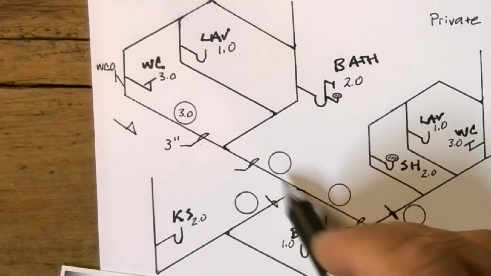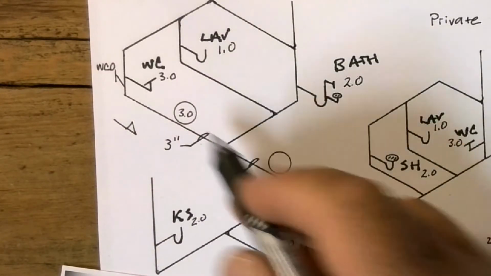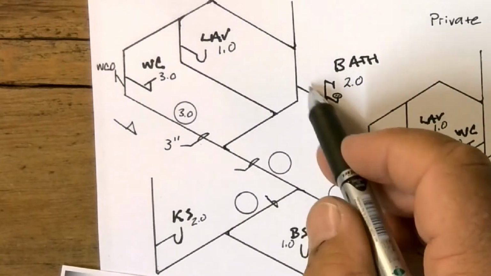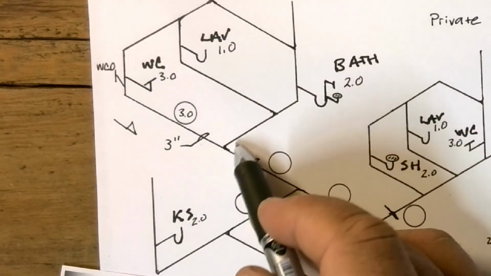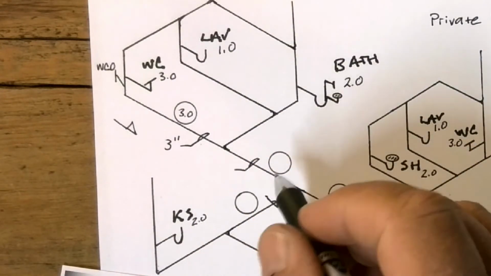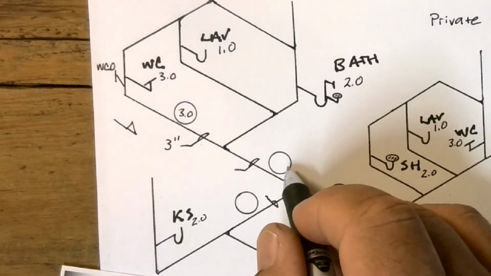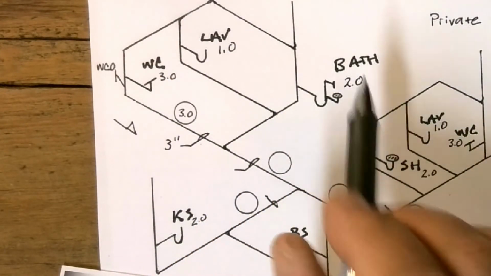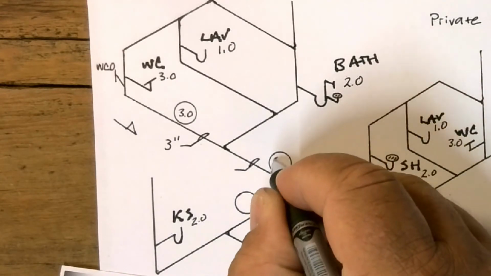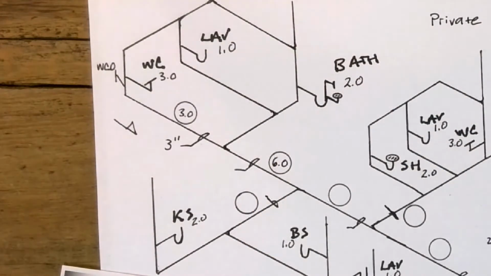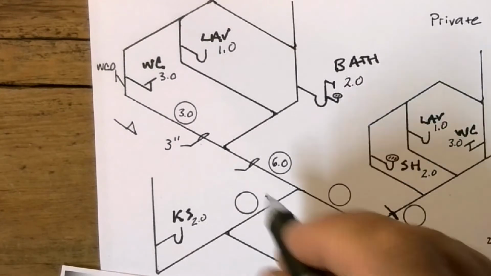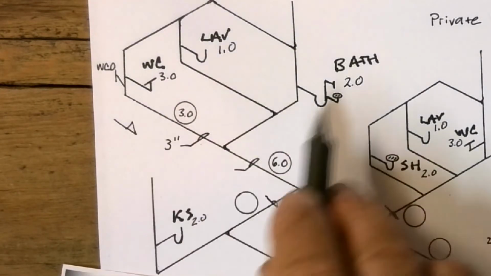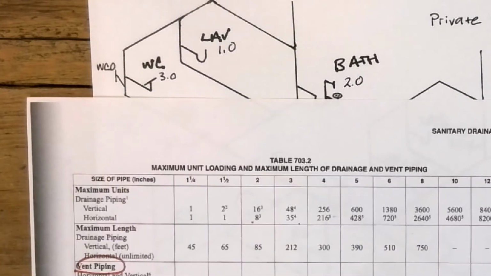What about here? What's on this piece of pipe? Well, my waste is coming this way. The bathtub's coming this way. The lab is coming this way. So this is going to be 3, 4, 6. So we're going to say this is 6 fixture units. At 6 fixture units, I have 1 water closet, a bathtub, and a lab.